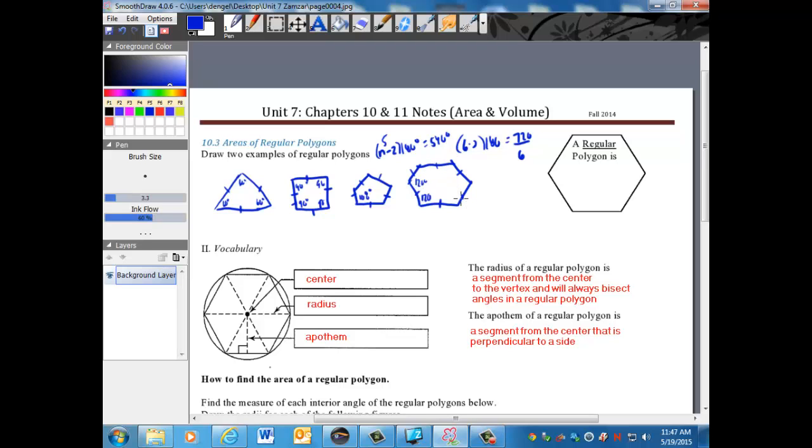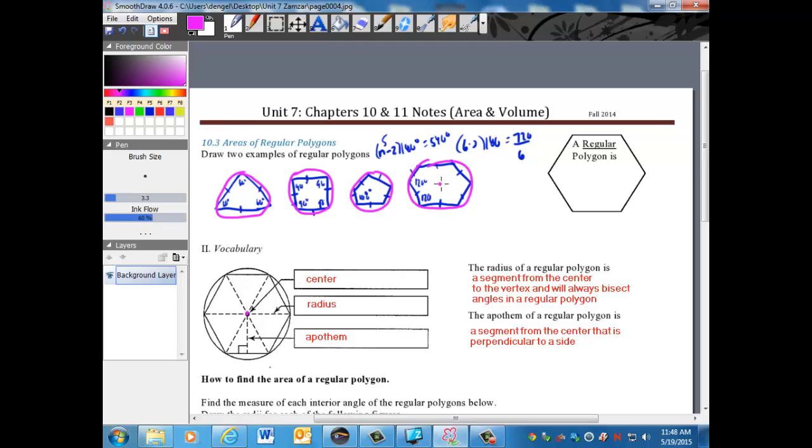Alright, so for each of these shapes, we could also circumscribe a circle all the way around. Okay, and so we would draw this all the way around. We could do it on the square, on the pentagon, on a hexagon. And when we do that, our point that's at the center of our circle is also at the center of our polygon. So that's why we have this term right here. This is our center point.